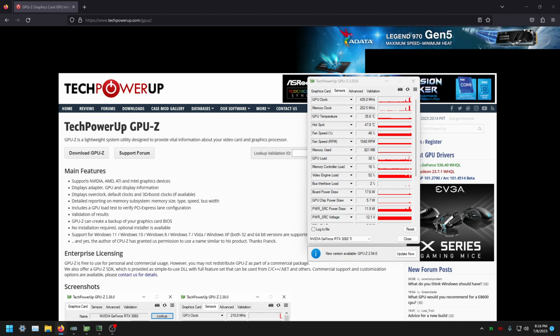The next problem is related to power. We have power related issues. GPUs demand a substantial amount of power, and if your power supply unit isn't up to the task, it could cause instability and system shutdowns.